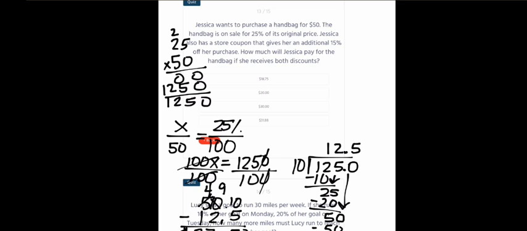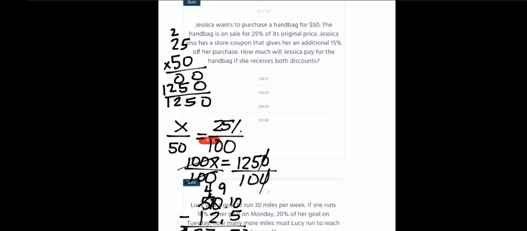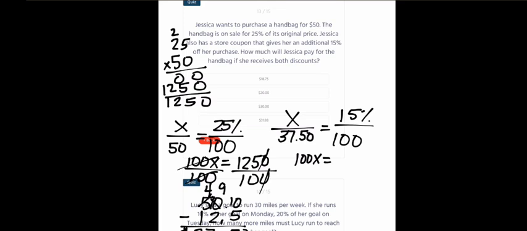Now we're going to take an additional 15% off. I'm actually going to erase this so I have a little more space to work with. And I'm going to put $37.50 as my new original or whole. I'm going to put x up here because I want to see how much of this is 15%. So now, 100x equals $37.50 times 15. Let's work that one out together.